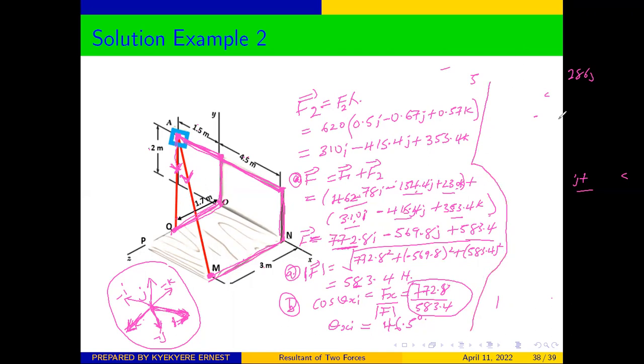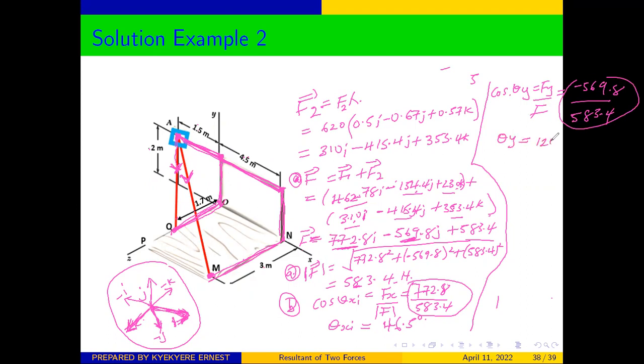And we can also find the angle for all the others. What we have already found is the angle the force makes with the x-axis. So the angle the resultant force makes with the y-axis, cos theta y, will be equal to F of y over F, and that will give us negative 569.8 over 583.4. And if you find the cos inverse of whatever is here, our theta y will be equal to 120.5 degrees.